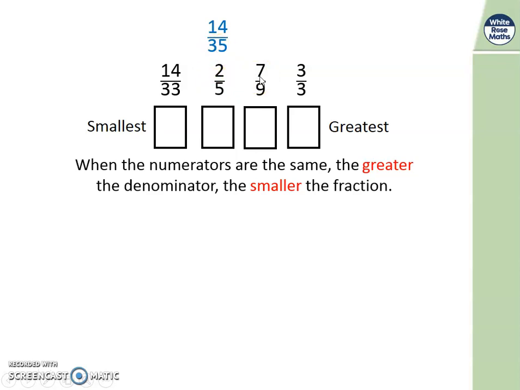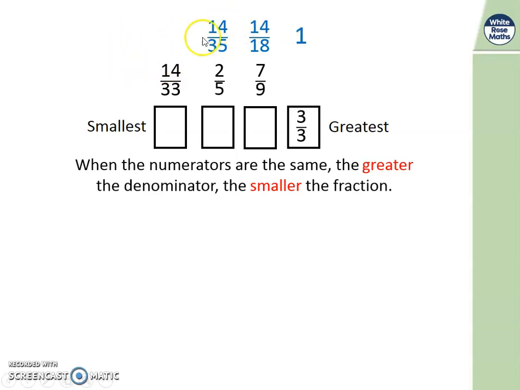7 times what is 14? 2. I'm doubling. So 9 times 2 is 18. 14 18ths. Last one. 3/3. Well, that's the same as 1 whole one. And if I look at these, in each one, none of them are more than 1 whole one. So this has to be the greatest. So that's going to go in there before we start.